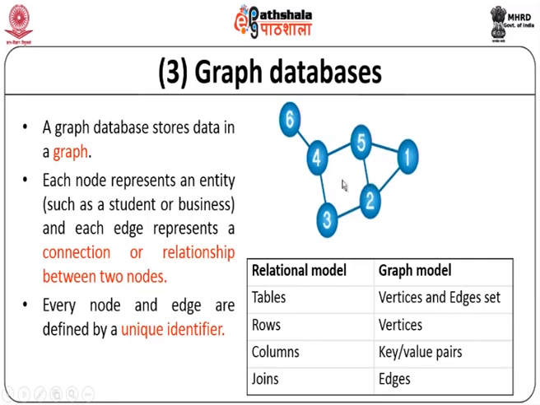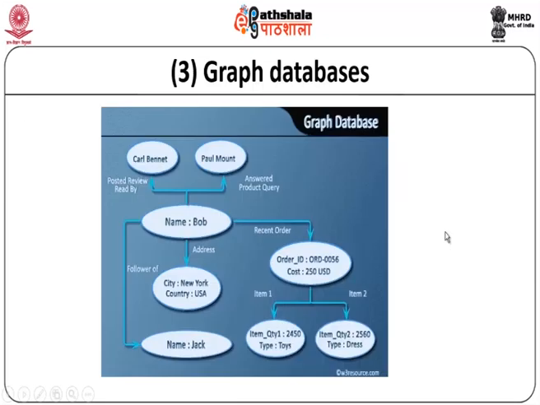So, when I talk about rows, which is a common term in the relational model, it is called a vertex or vertices in a graph model. Columns in a relational model are equivalent to key value pairs in a graph database, and joins in a relational database environment are equal to edges in a graph database. So, take a look at this diagram.